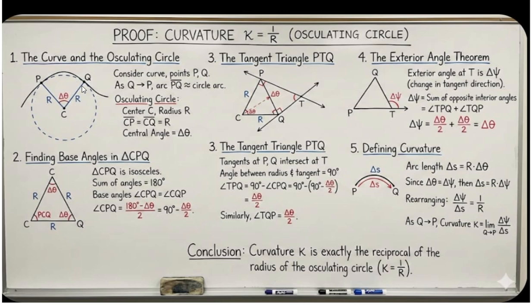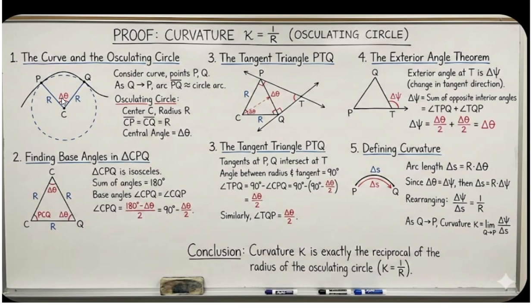But actually what happens whenever Q tends to P is that the change in the tangential direction becomes the angle subtended by that arc at the center of the osculating circle. Why? Because whenever Q tends to P, the part of the curve becomes part of the circle. With the center C, the radius makes an angle delta theta. Initially P makes an angle theta with the x-axis, and Q makes an angle theta plus delta theta. The difference is delta theta.